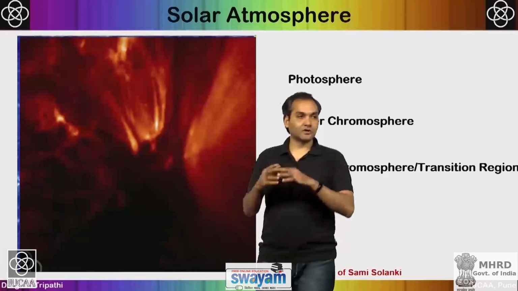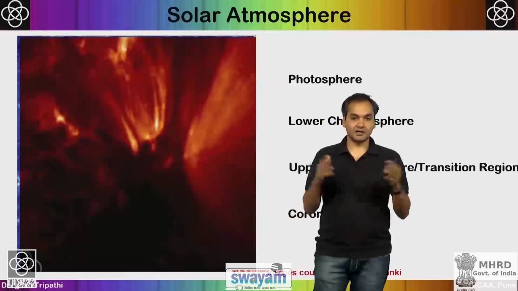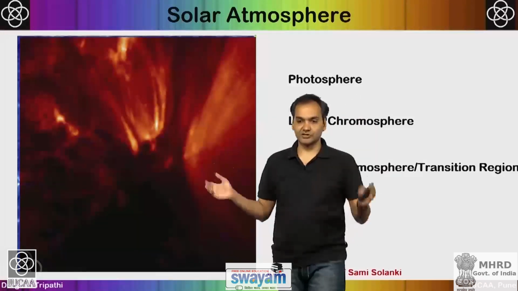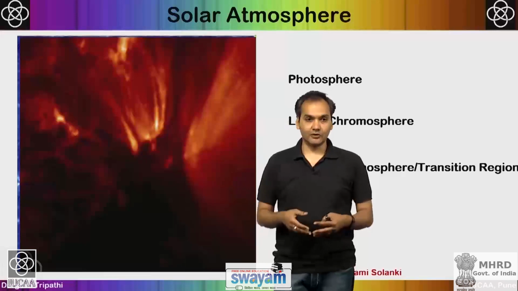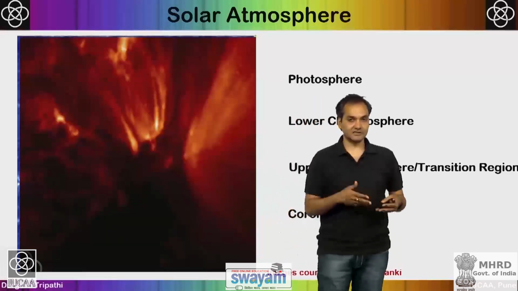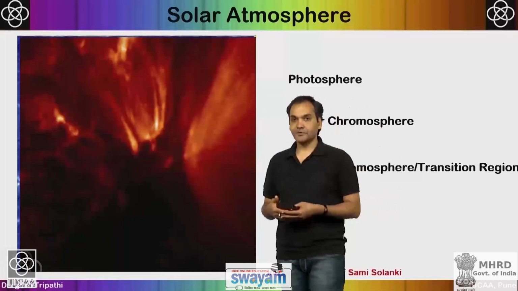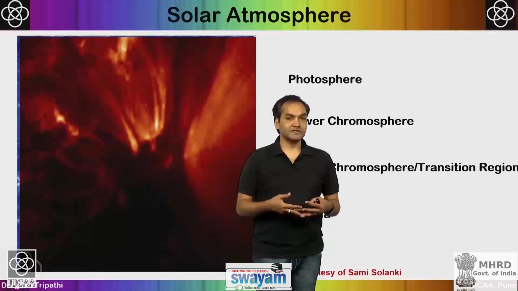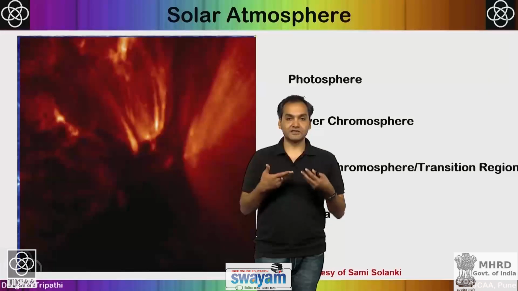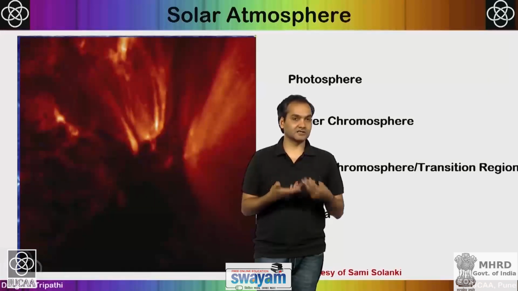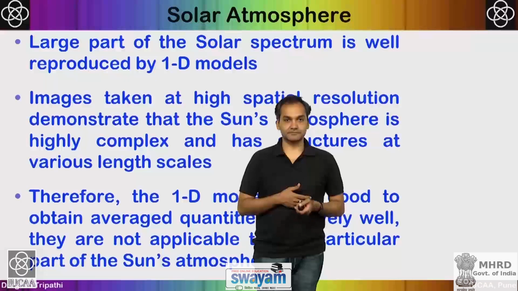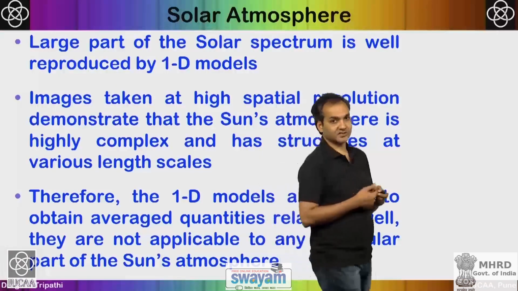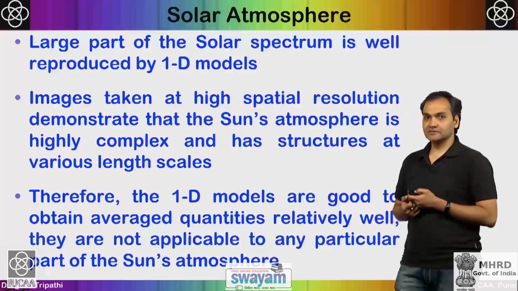Rather, it gives an overall understanding of physical parameters like temperature and density, how they increase or decrease in the solar atmosphere with height, but it does not apply to specific structures, and therefore one needs to look into the details of these structures and their evolution separately. So, a large part of the solar spectrum is well reproduced in 1D models.